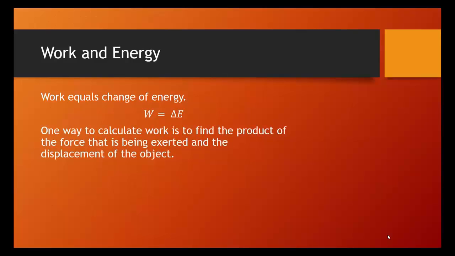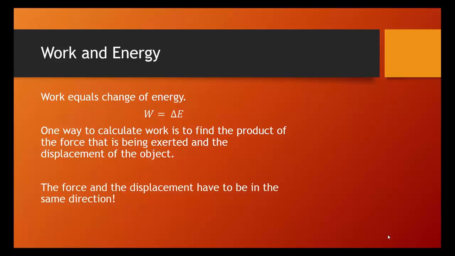One way that we can calculate the work is to find the product of the force that's being exerted on an object and the displacement of the object. And it's really important that the force and the displacement have to be in the same direction. So let's say if there's an upward force on an object, but the object is moving horizontally, that upward force is clearly not responsible for the horizontal motion. The other equation we can write for work is that work equals force times displacement.